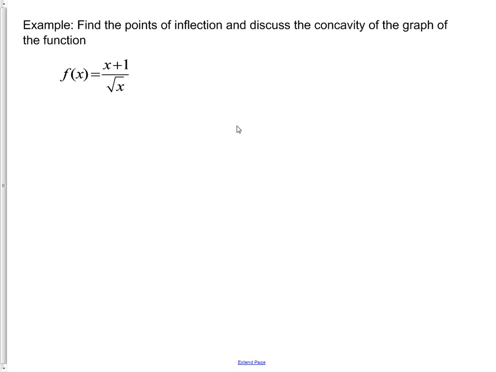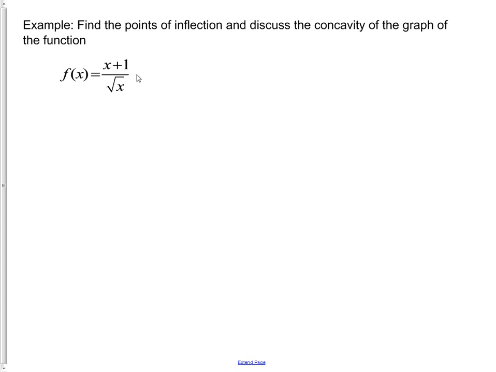So let's take on another example here and find the points of inflection and discuss the concavity of the graph of this function. In this case, f of x is the function x plus 1 over the square root of x. Now, while this might seem sort of an odd kind of function to deal with, we should talk about where we're going to get concavity and where we're not.